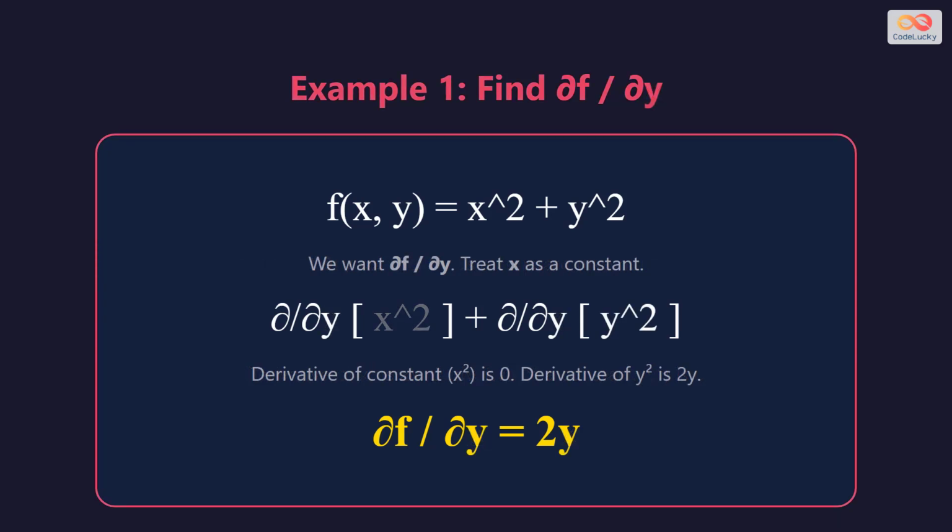Now let's find the partial derivative with respect to y for the same function. This time, x is the constant. So when we differentiate, x squared becomes 0. The derivative of y squared becomes 2y. Our answer is 2y.